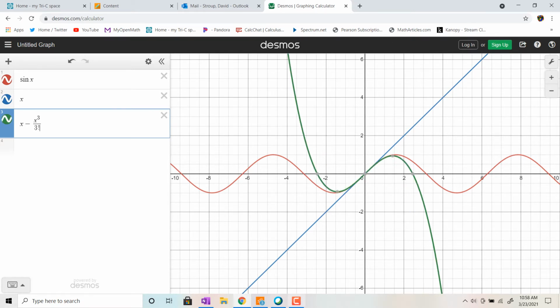Okay, and you see how that green one kind of conforms. And what you're going to see is that the sequence of polynomials is getting closer and closer to the sine of x, but it's kind of spreading out from the middle.